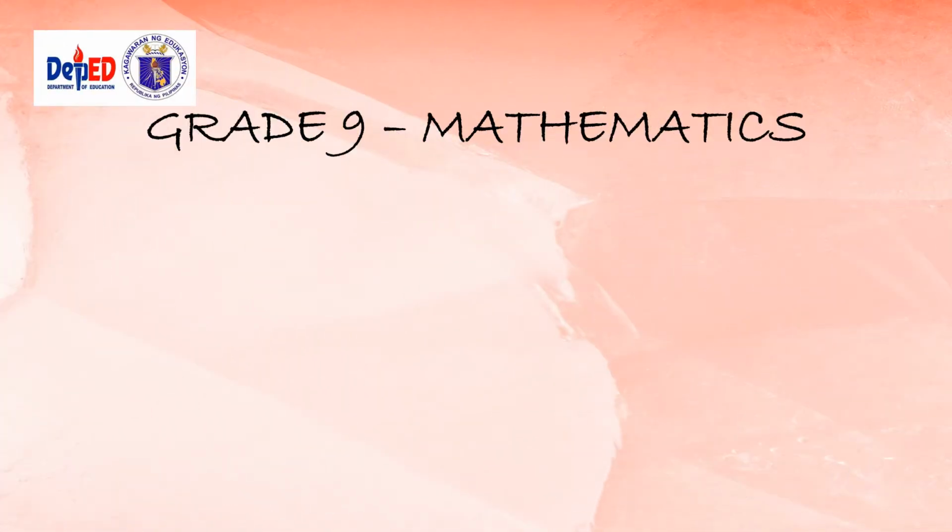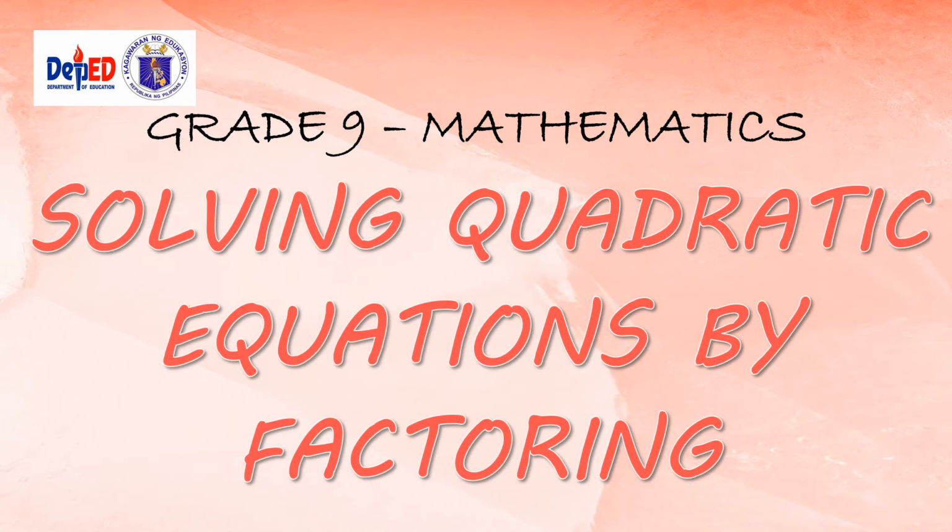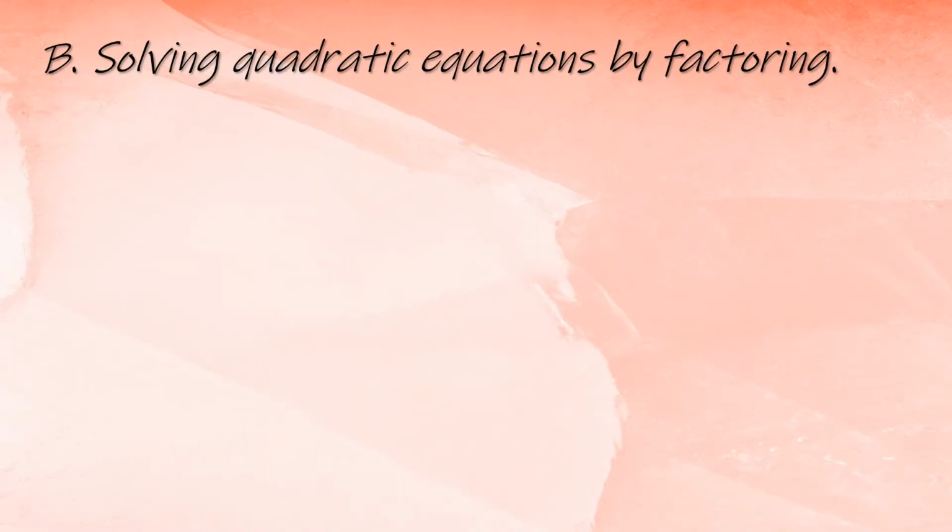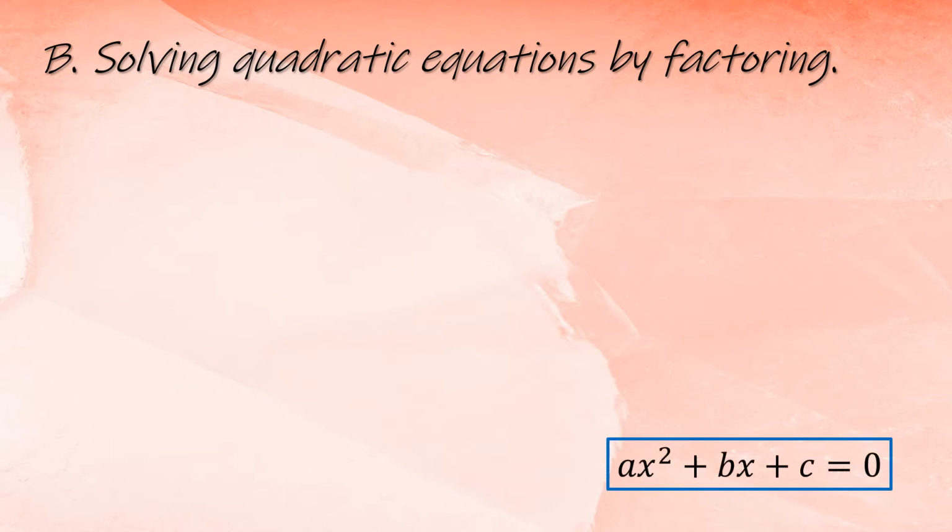So today, I will discuss part 2 in solving quadratic equations by factoring. Okay, let us now have solving quadratic equations by factoring. Again, remember, the standard form is ax squared plus bx plus c is equal to 0. We have to give an example, x squared plus 7x plus 12 is equal to 0.